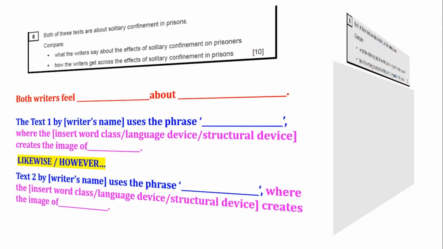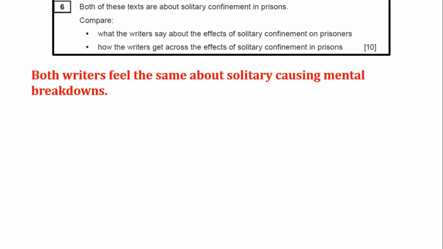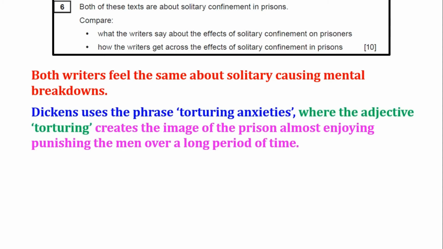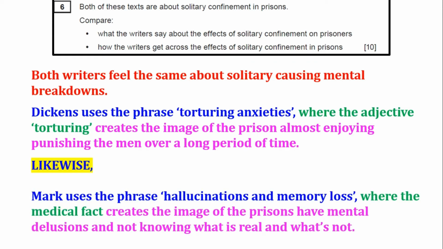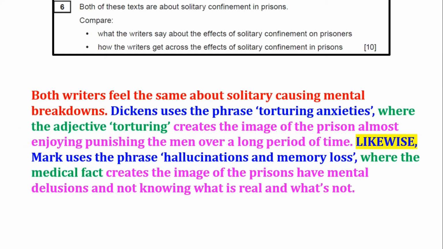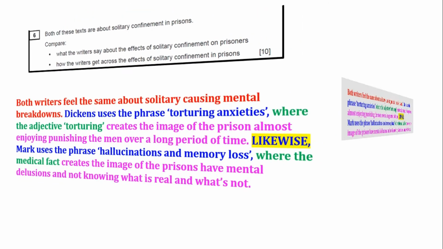Okay, so here's an example I would put. Both writers feel the same about solitude causing mental breakdowns. Dickens uses the phrase "torturing anxieties", where the adjective "torturing" creates the image of the prisoner almost enjoying punishing the men. So I've zoomed into the word "torturing" and said what the connotations are. Then I put likewise. Mark uses the phrase "hallucinations and memory loss". This creates the image of the prisoners having mental delusions and not knowing what is real and what's not. Okay, so that's all put together.